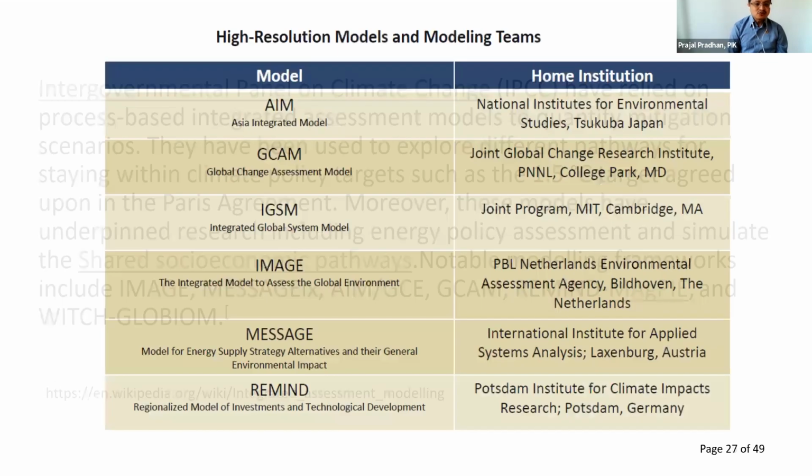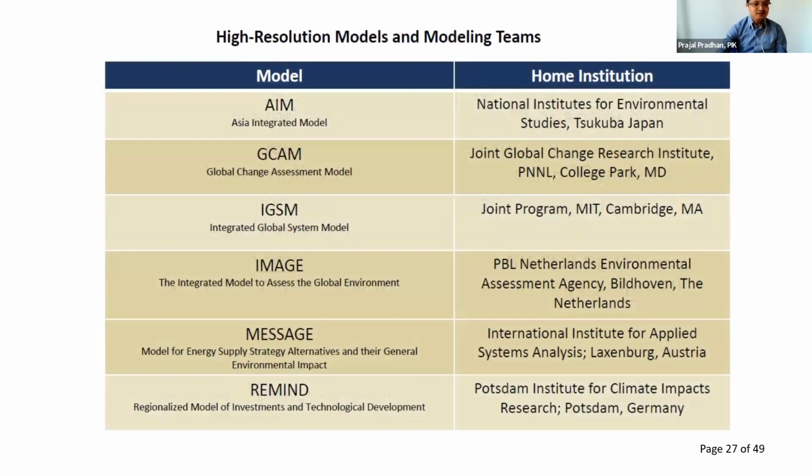Across the world so far, there are a few high teams. There is the ASEAN integrated model, which is based in Japan. There is the climate change assessment model, which is more like a shared model between PNNL. I think PNNL is, no, I don't know where it is based, but it seems like it's based in the United States. Now there is the integrated global system model based in Cambridge, in collaboration with MIT.